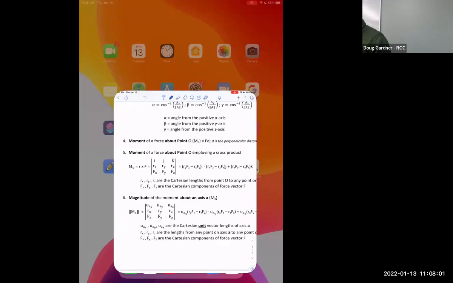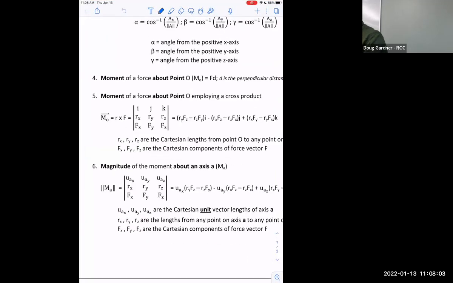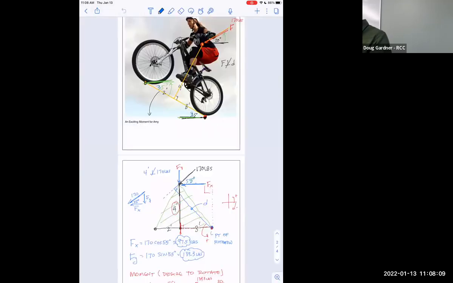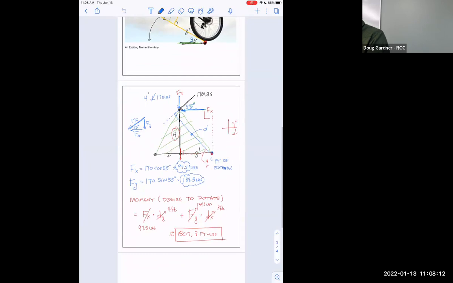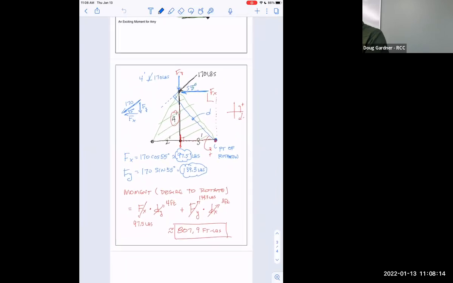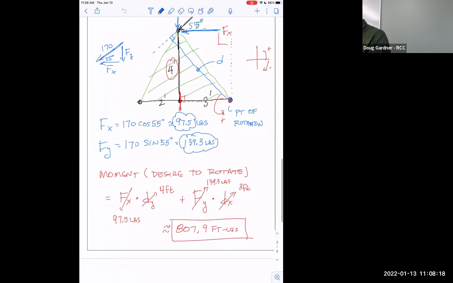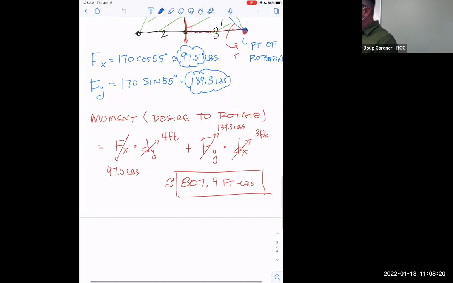And I want to bring up something we did the other day. Memorable moments. I just want to remind you of something that I said the other day. Do you remember how I pointed it out, and I even took the time to write it out? We took the force, which was in the X direction. Grab a pen.